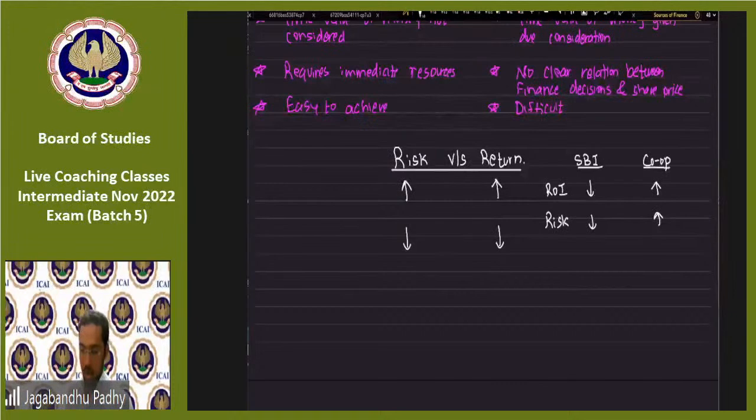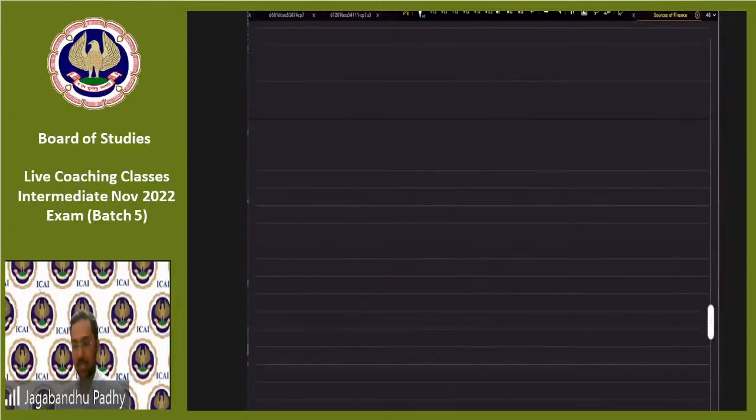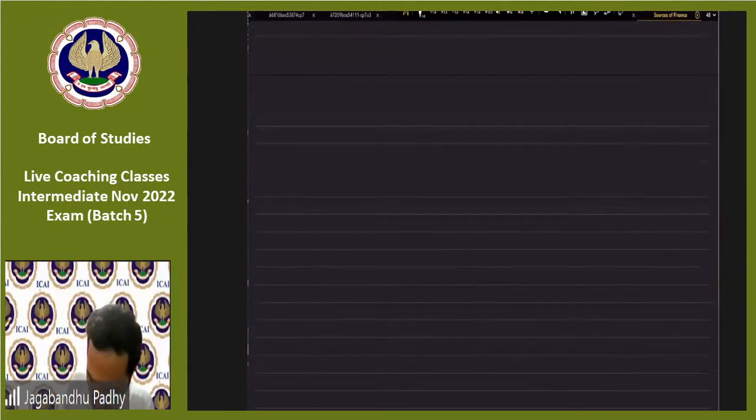Okay. Now, coming to the next point of this chapter, which is about agency problem and the agency cost.